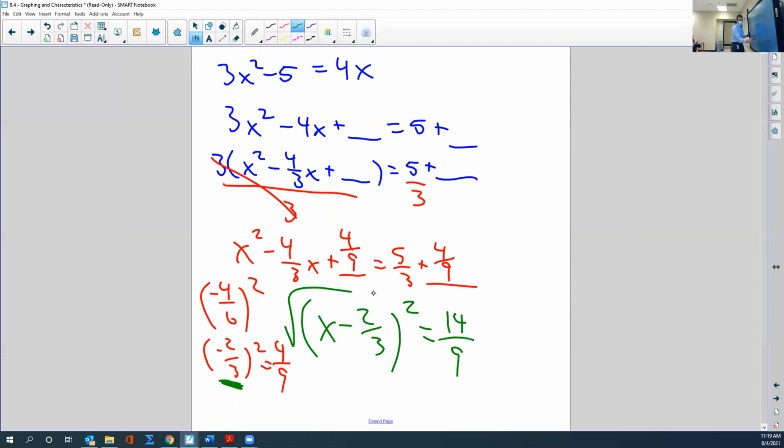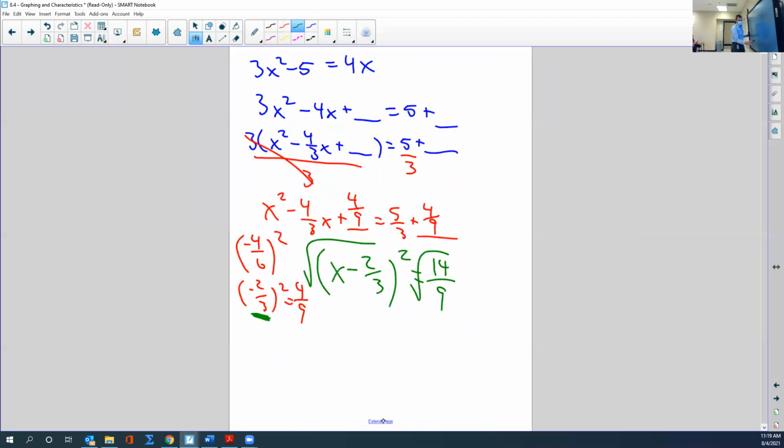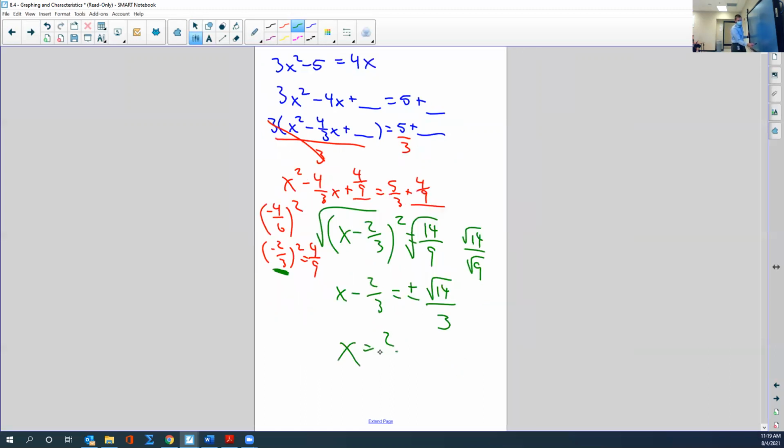We square root both sides. We get x minus 2/3 is equal to plus or minus. We would need to simplify this. We can split this up to say root 14 over 9 is root 14 over root 9. That's going to be plus or minus root 14 over 3. And then we move our 2/3 over. You can write it like that, or you can combine it in one fraction, like 2 plus or minus root 14.